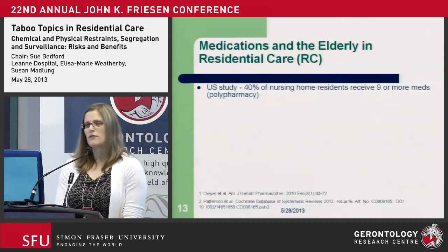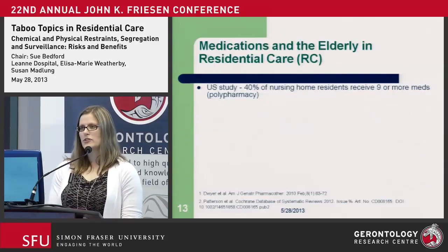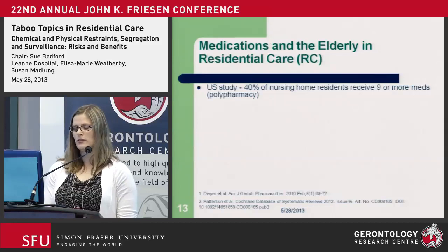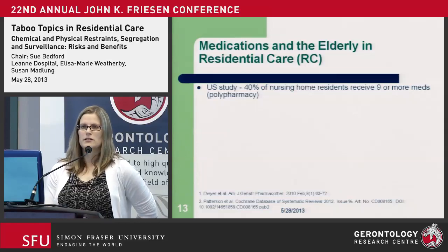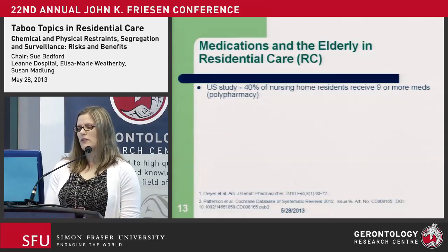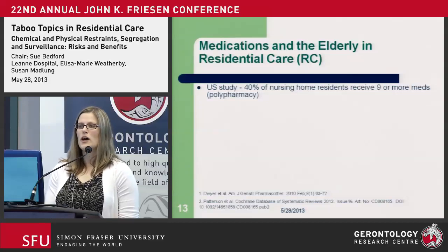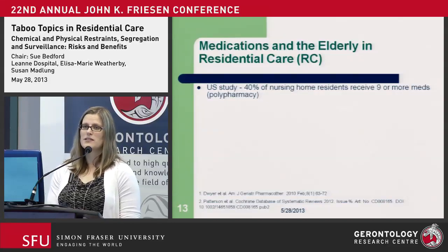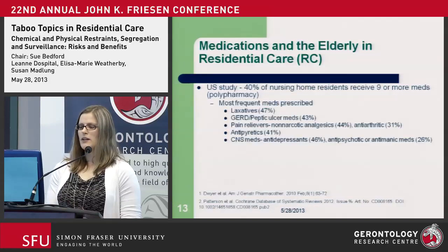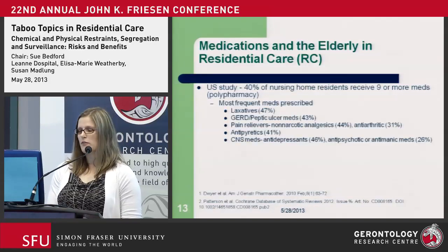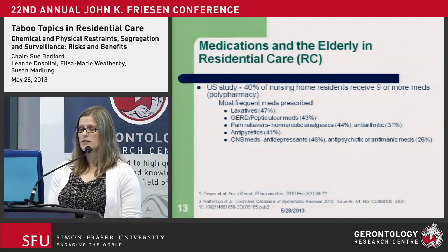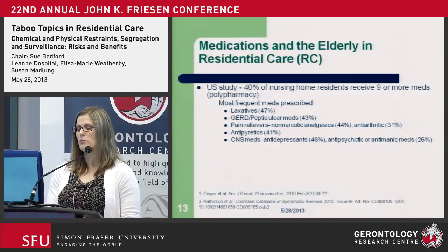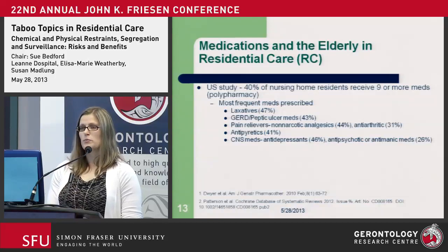So here's some statistics I found about the use of medications in residential care in the elderly population. A U.S. study was published in 2010 based on data collected from 2004. It found that 40% of nursing home residents were receiving 9 or more medications. And in the study, they termed that polypharmacy. The medications that were most frequently prescribed, they found, were laxatives, things for GERD or peptic ulcer, pain relievers, antipyretics, and CNS meds.